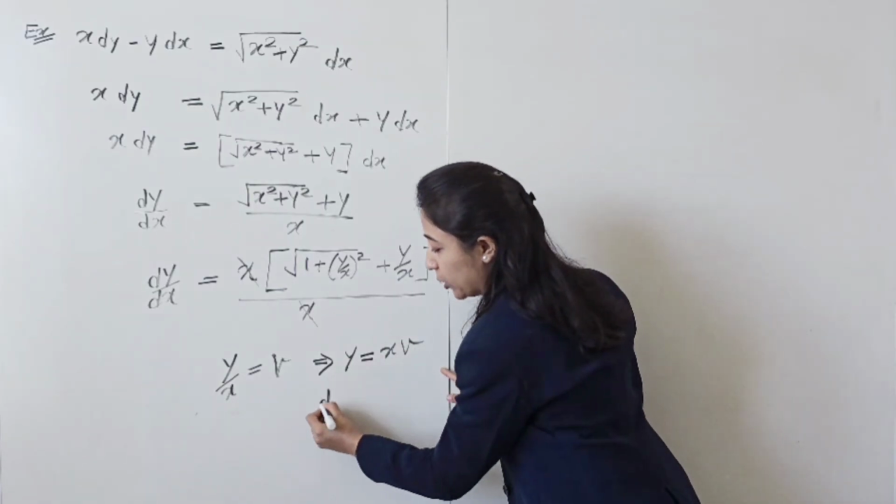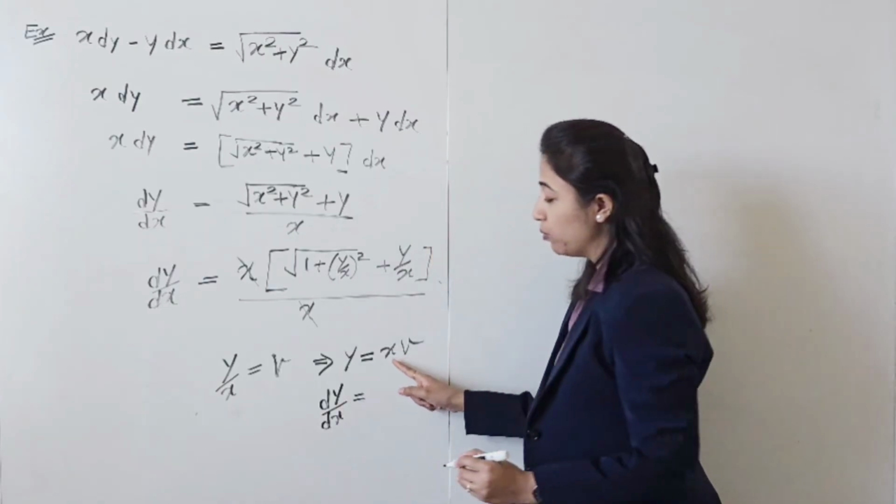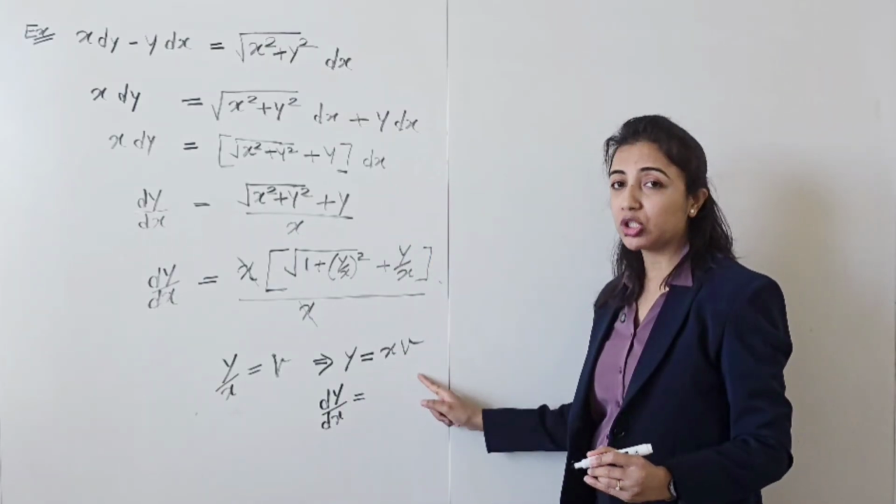Differentiate this term with respect to x, so we will get dy by dx equal to, here both terms are functions of x.